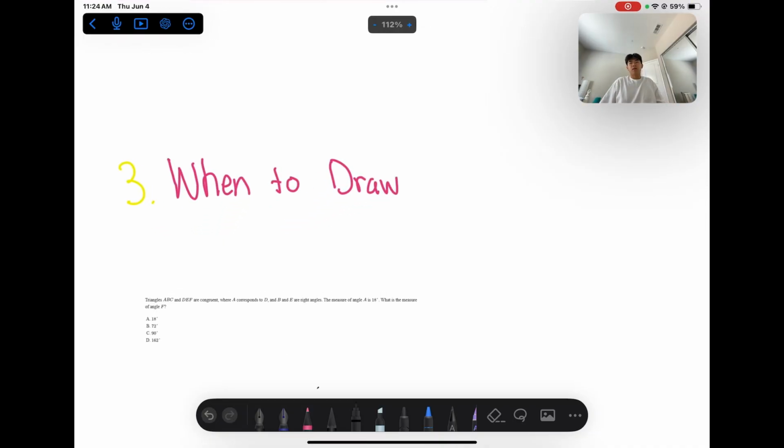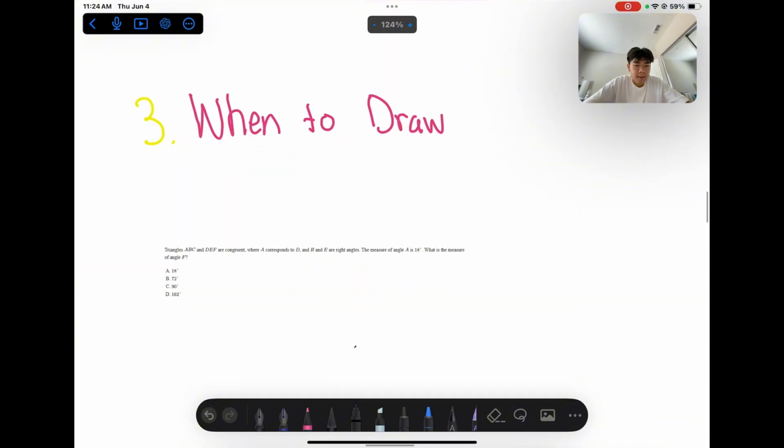So the next part is when to draw. You know how we all get that piece of paper, and some people use it, some people don't. Well, there's a few questions where you should actually be using the paper, specifically geometry questions, because overall it just makes the problem easier to answer. Alright, so let's go through a few examples.